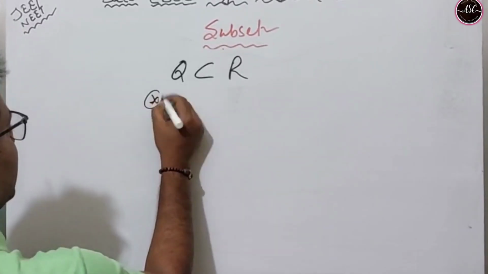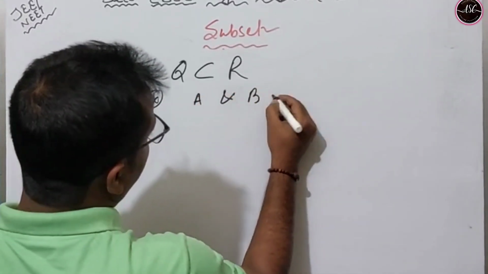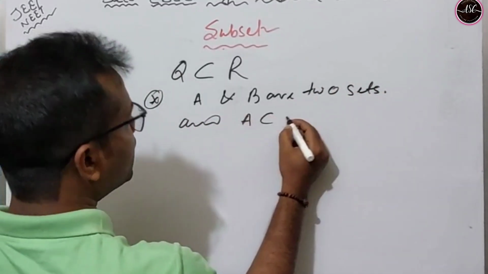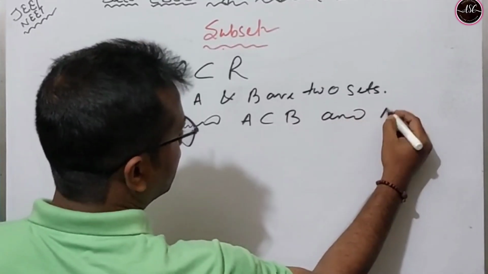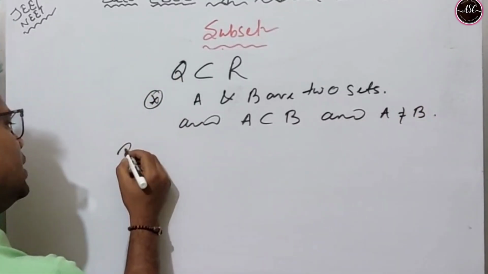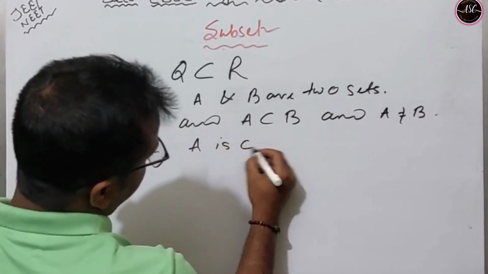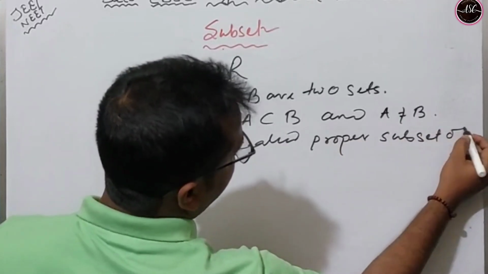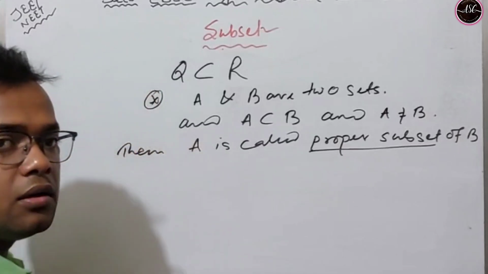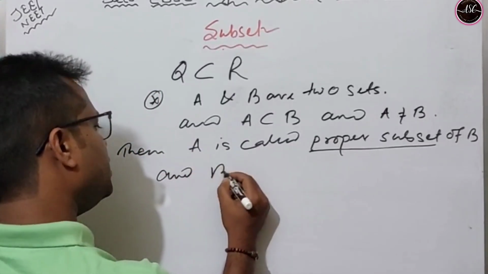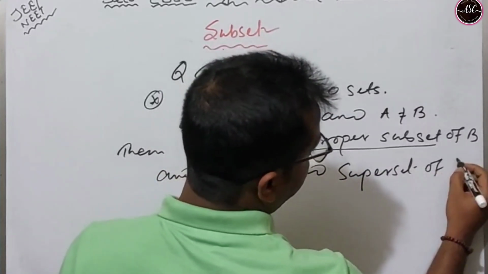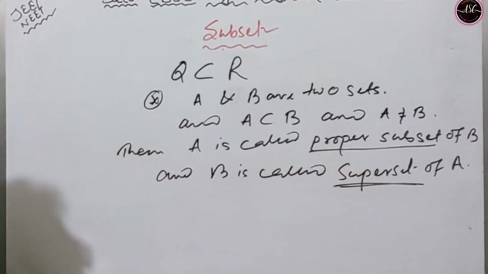Let A and B be two sets, and A subset B and A not equal to B. Then in this case A is called a proper subset of B, and B is called a superset of A. From this an MCQ may come, so this is also important.